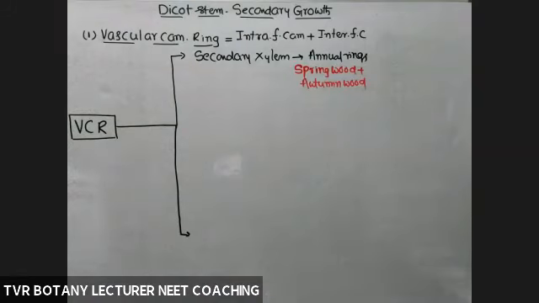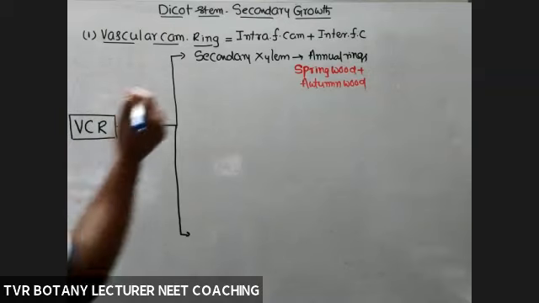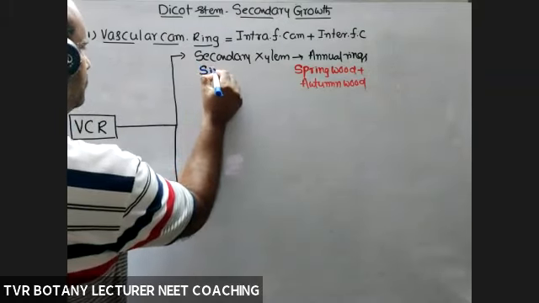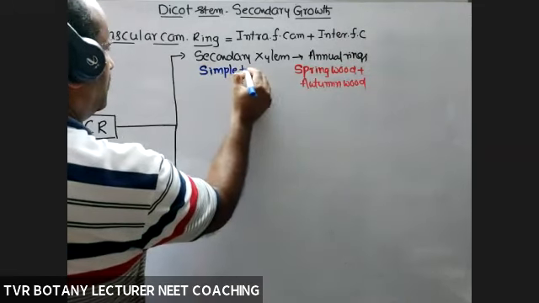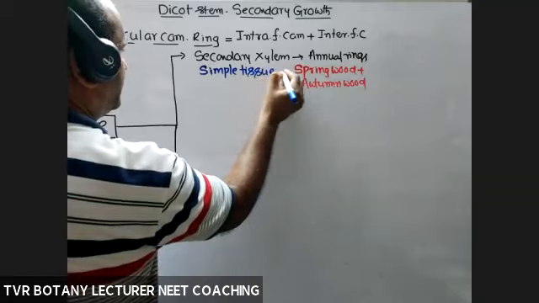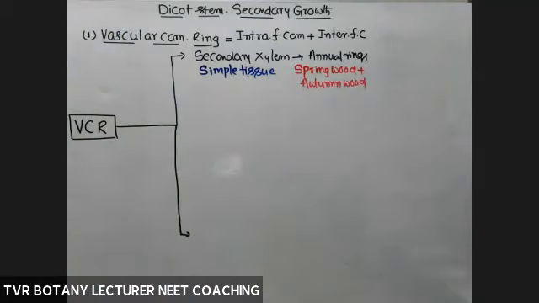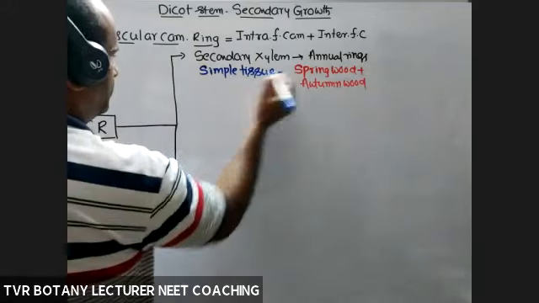Indirectly, how will they ask? Annual ring is constructed with what type of tissue? Definitely a permanent tissue, a complex tissue, and secondary tissue, that is secondary xylem. And in that secondary xylem, definitely two types of simple tissues are present. What are those simple tissues present in secondary xylem? Only two types are present. What are the simple tissues?